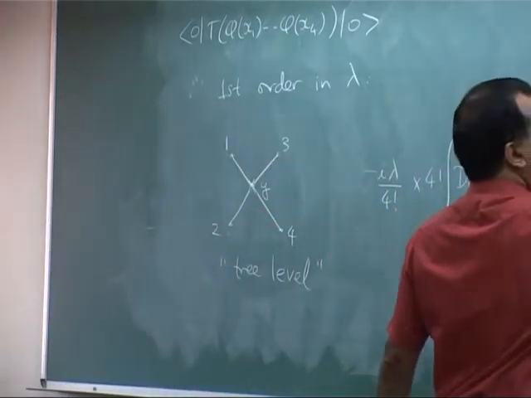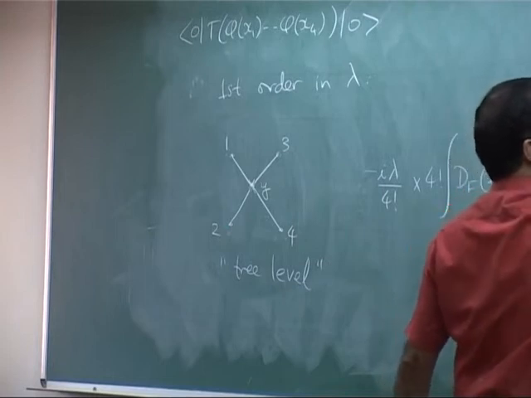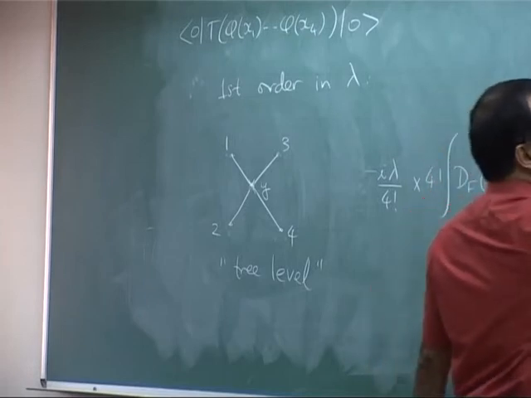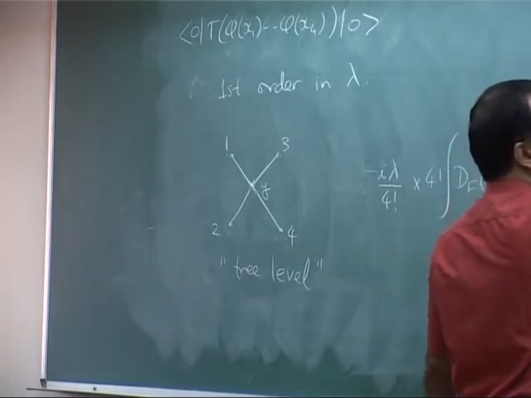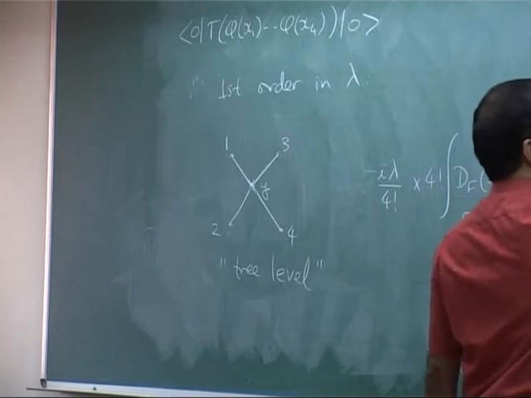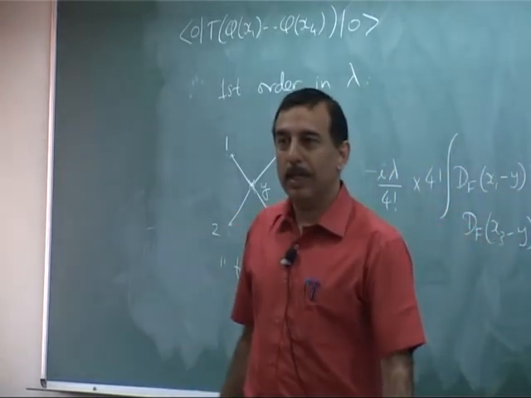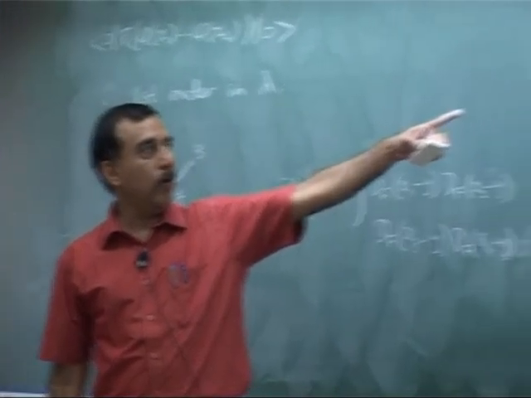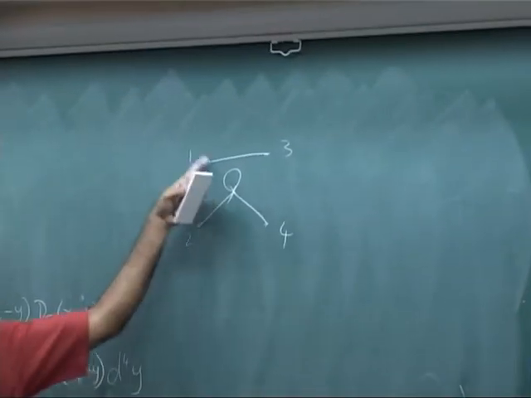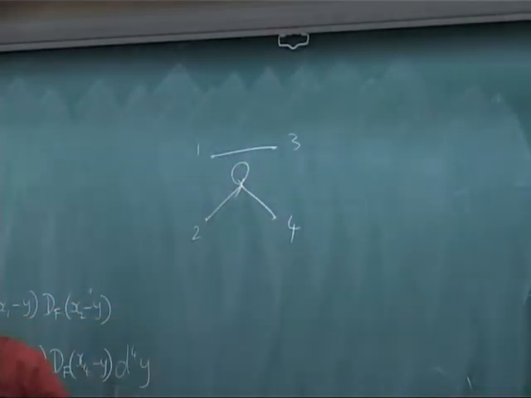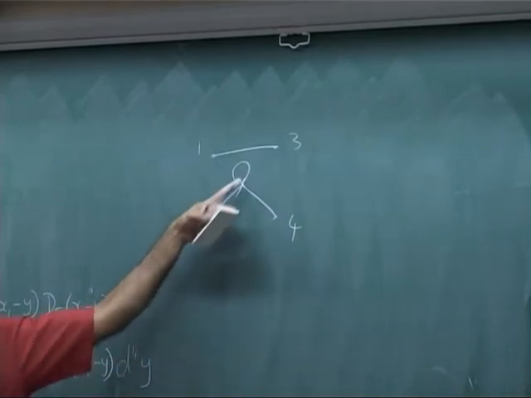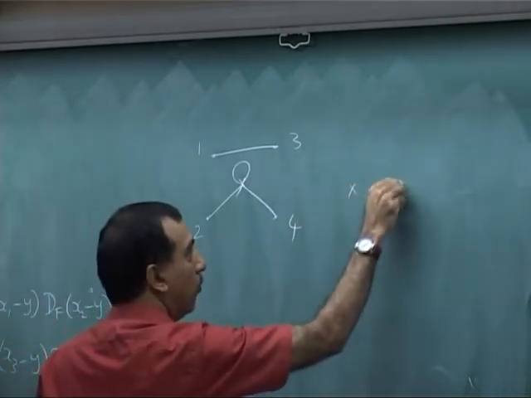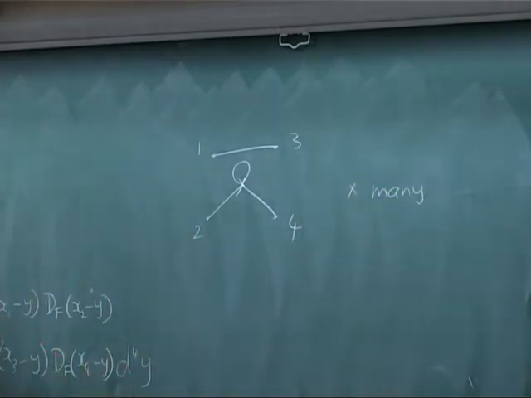Because look, with 1, 2 and 3, 4 and an interaction, I can still say that 1 propagates into 3, 2 goes to this, and I have a little bubble here. This I can have. I can have several more of these, where I connect one with two or one with four, or I have the 6 ways that I connect one pair and then the other pair goes and has this bubble. So many of these. I'm not going to write down all of these. And that's pretty much it.